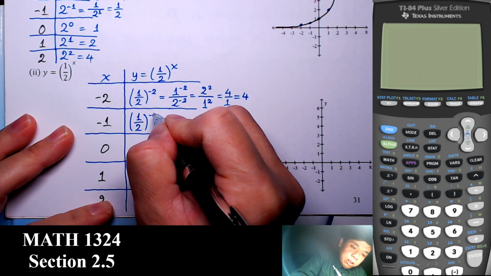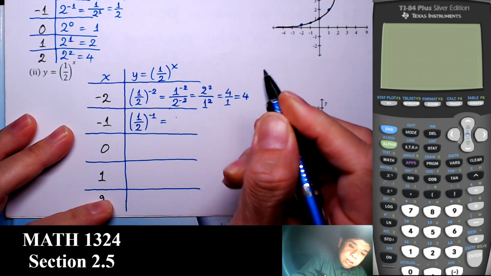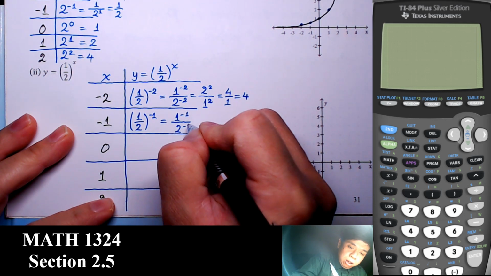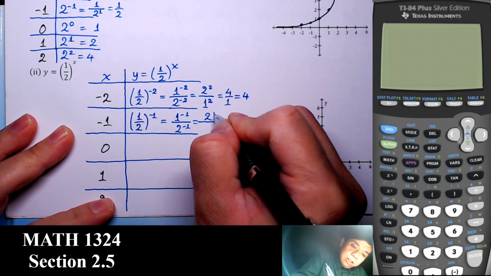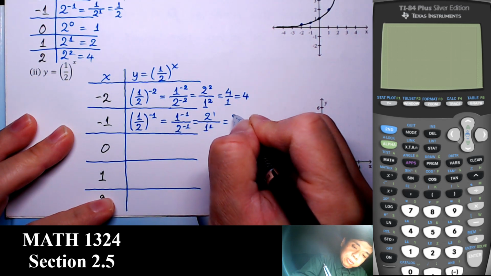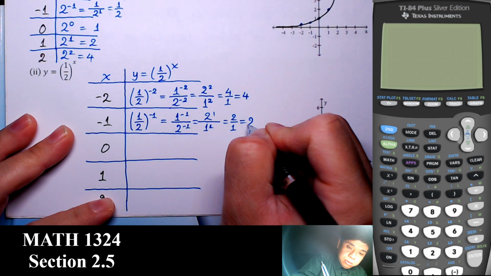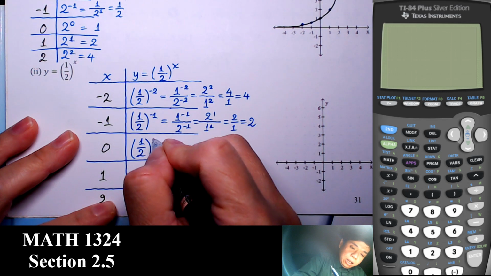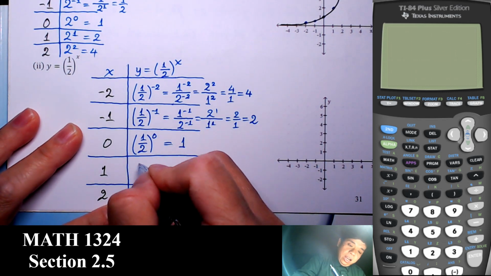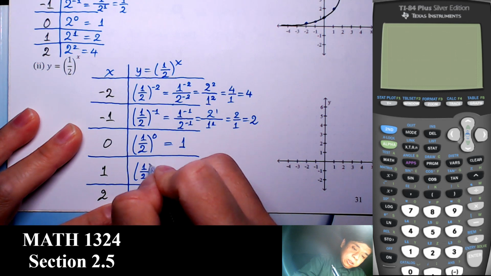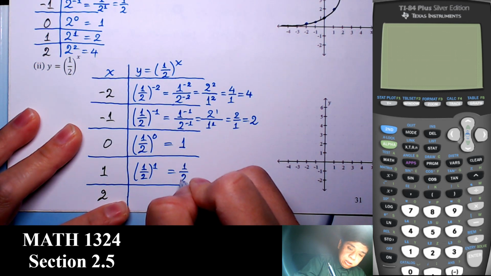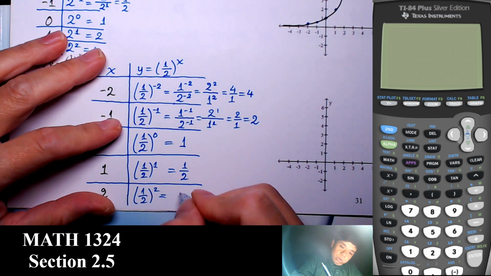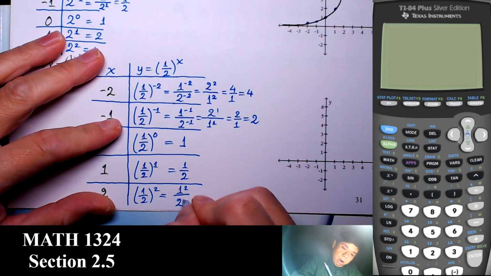(1/2) to the -1. Power goes to the top, goes to the bottom. Now cross the line, change the sign. Anything to the 0 power is 1. Anything to the first power is itself. And now we have the square. So that power goes to the top, goes to the bottom.